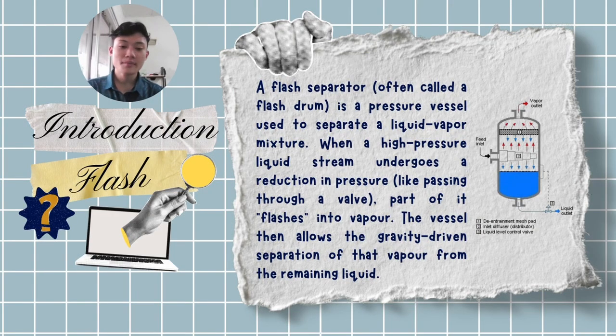So what is a flash separator? A flash separator, often called a flash drum, is a pressure vessel used to separate a liquid-vapor mixture. When a high pressure liquid stream undergoes a reduction in pressure, like passing through a valve, part of it flashes into vapor. The vessel then allows the gravity-driven separation of the vapor from the remaining liquid.